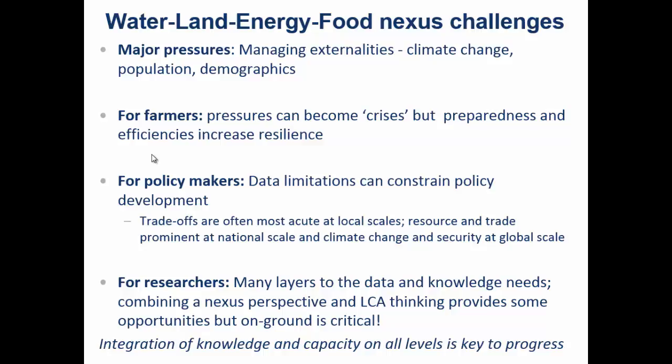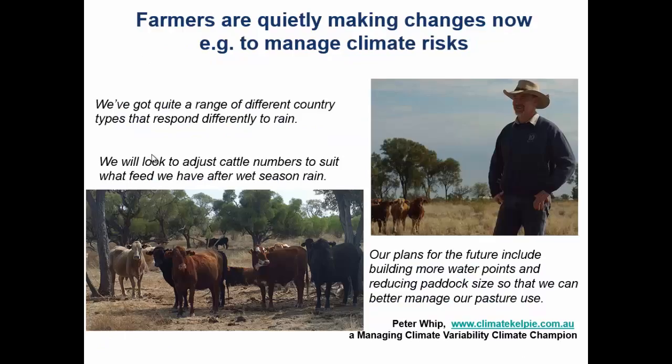Policymakers need to understand the data limitations that constrain policy, but also understand the trade-offs, which are often most acute at the local level. They have resource and trade prominence at national scale, and they have climate change security implications at global levels. For researchers, we have to work out what knowledge and what data are needed, but then how to bring them together and communicate them. And integration of all those aspects is important.